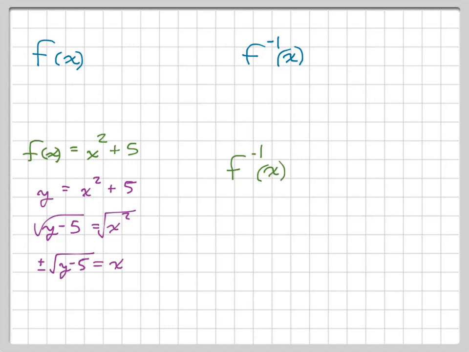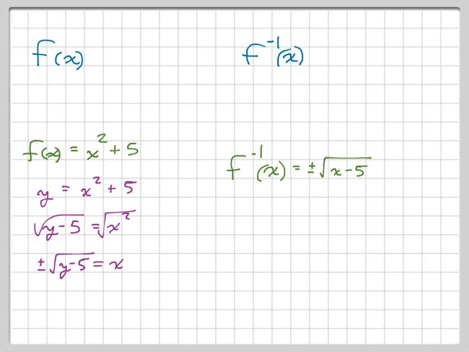f of negative 1 equals plus or minus the square root of x minus 5. And what I did is I just took out the y and put the x in there. I switched the x and the y's. There's always a switching of the x and the y's when you're finding the inverse function.